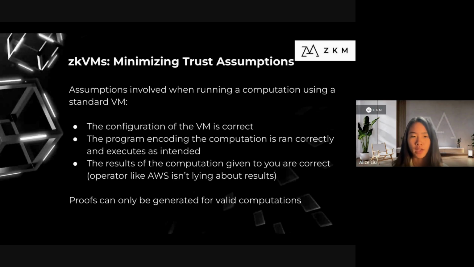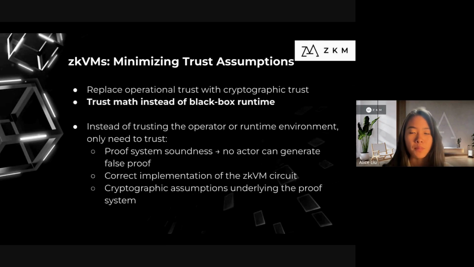So just as an overview again, these are the trust assumptions that are involved when you are trying to run a computation using a standard VM. But for ZK VMs, instead of trusting the operator or runtime environment, like for example AWS, you only need to trust the soundness of the proof system. So the idea that no malicious actor can generate a false proof. You need to only trust that the implementation of the ZK VM circuit is correct. So the teams who are designing these ZK VMs correctly implemented the ZK VM circuit.